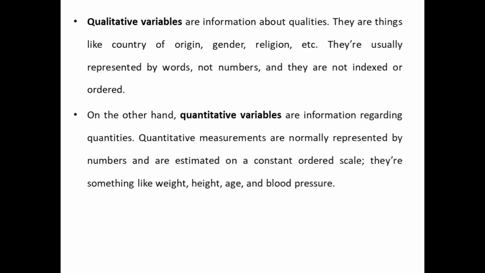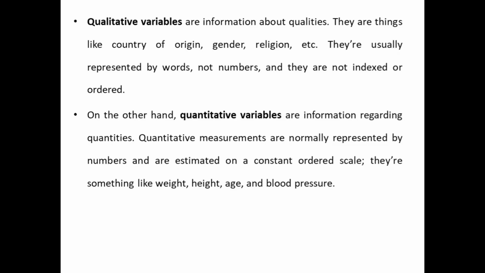So qualitative variables are things like country of origin, gender, religion, etc. These are usually represented by words, not numbers, and they are not indexed or ordered. This is the qualitative data. We can't measure country of origin, gender, or religion. Usually it is represented by a word, not a number. So these are referred to as qualitative variables.